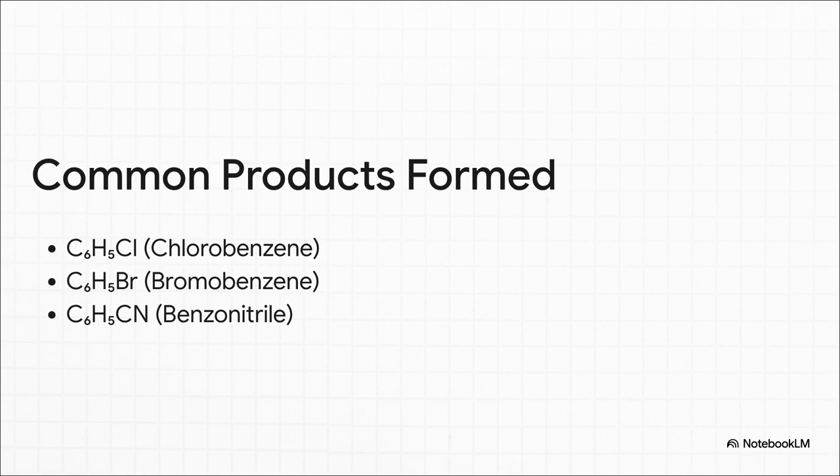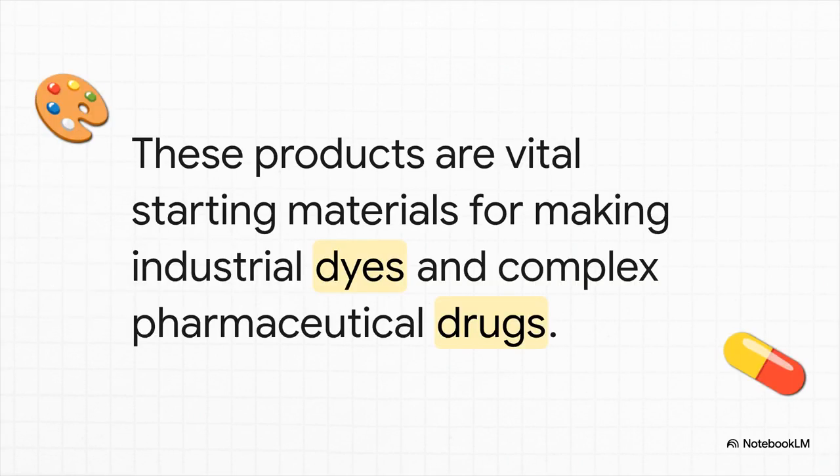Use copper chloride, you get chlorobenzene. Use copper bromide, you get bromobenzene. And if you use copper cyanide, you get benzonitrile. Simple as that. And listen, these aren't just some random chemicals you'd only see in a lab. No way. These are fundamental building blocks for huge industries.